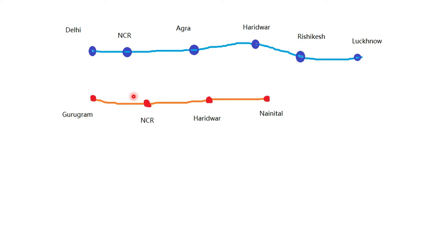Now if someone asks you what the common stations between these two routes in the same direction are, the answer will be NCR and Haridwar. If you check here, these are the two common stations and they are present in the same direction. So this will be the answer. Exactly, it is the same longest common subsequence problem, just with a different variety.